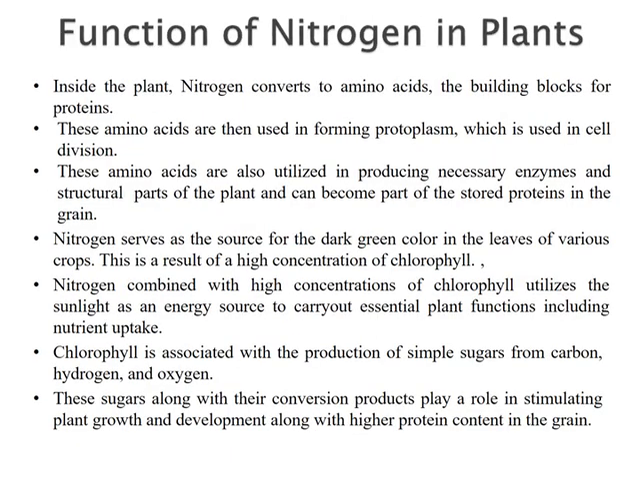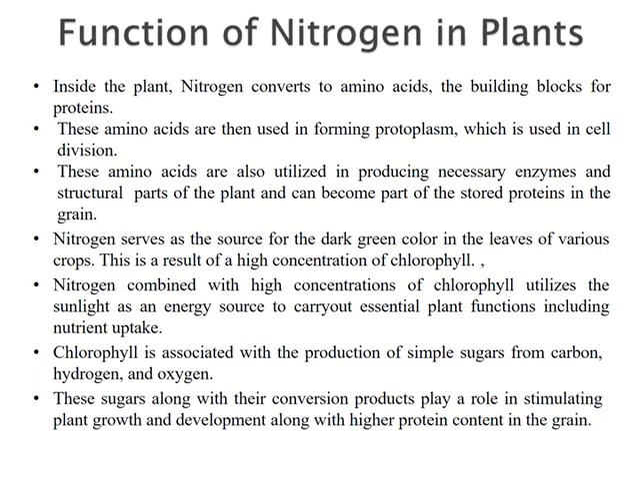Functions of nitrogen in plants. Inside the plant, nitrogen converts to amino acids, the building blocks for proteins. These amino acids are then used in forming protoplasm, which is used in cell division. These amino acids are also utilized in producing necessary enzymes and structural part of the plant and can become part of the stored proteins in the grains.